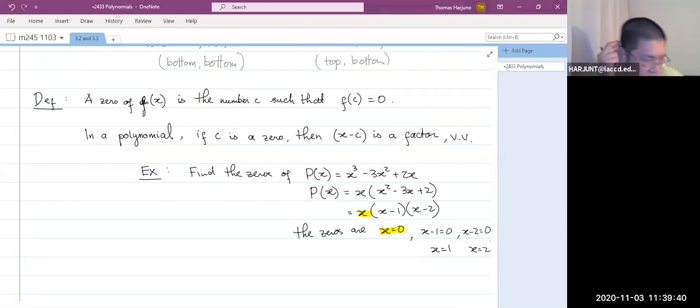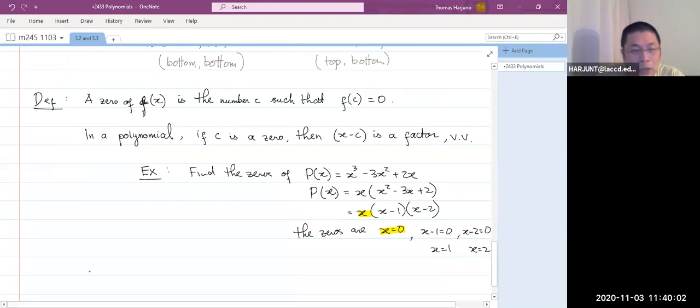Now we will see this in 3.3 later on, what we did just now, which we have already been using so far, but we will see the theorem in 3.3. What I try to explain here is, first, what is a 0 when it comes to polynomial? And second, what does it mean to say c is a 0 of multiplicity of n?